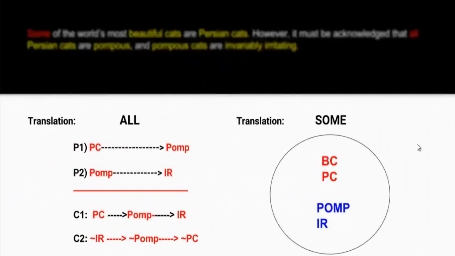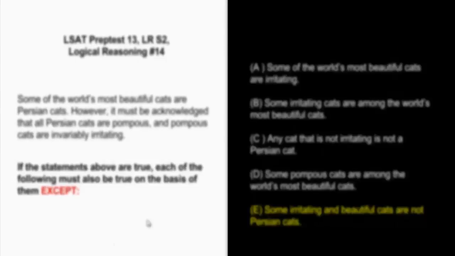With an all statement, it looks like we can say that if they're not irritating, they're not Persian cats. So we can also infer that, so that's not going to be the right answer. Now D: some of the pompous cats are among the world's most beautiful cats. Yes, we can also infer that, because that's also in the circle. A, B, and D are all things we can infer. Just look back at your circle and you'll see they're all in the circle. C is just the contrapositive of the all statement, so we can also infer that. That's why that's also wrong.